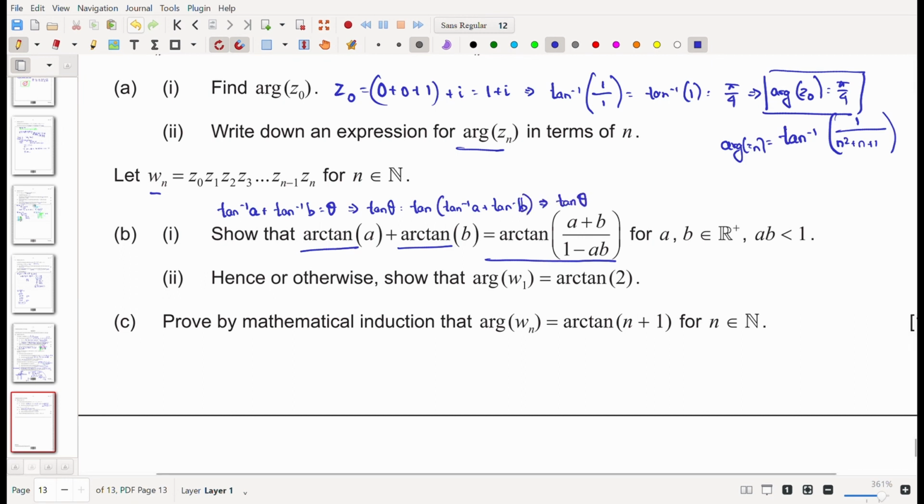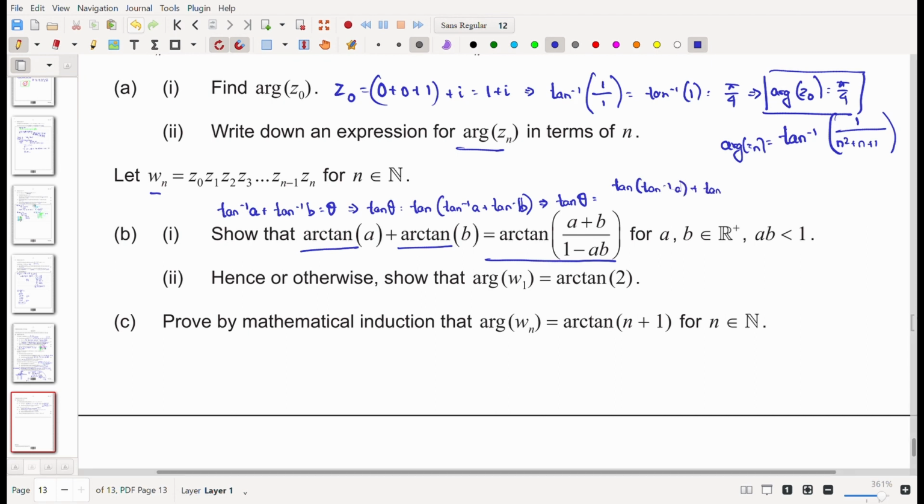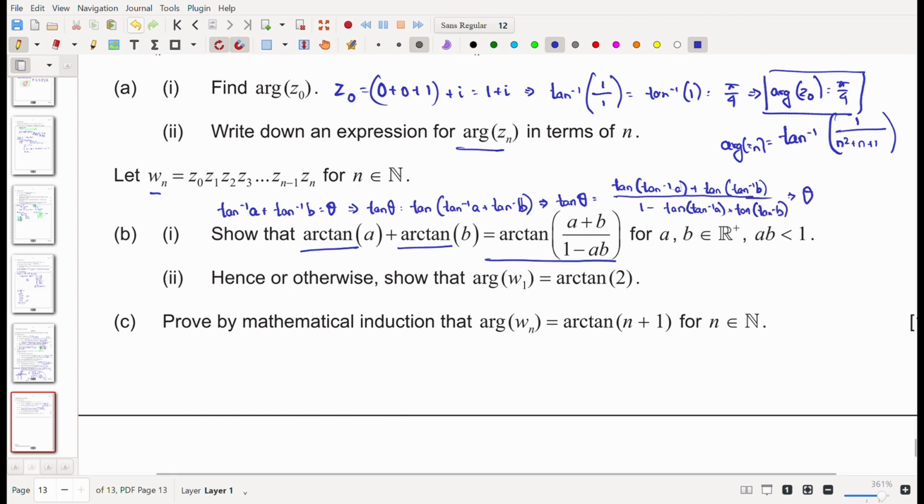Now tan theta, we know the formula for tan of a plus b, and that is tan of a plus tan of b by 1 minus tan a tan b. So that here would be tan of tan inverse of a plus tan of tan inverse of b, whole divided by 1 minus tan of tan inverse of a times tan of tan inverse of b. Yes, I know, very, very long and tedious to write, but it's okay.